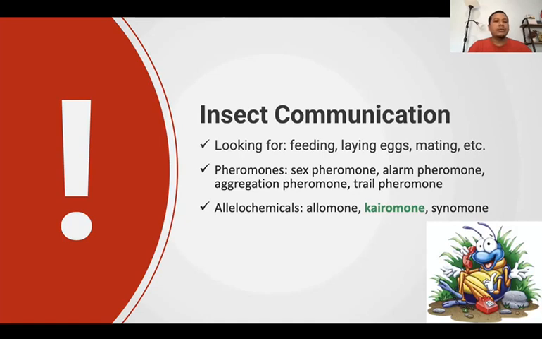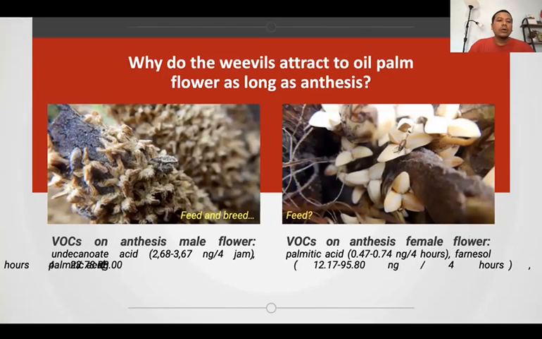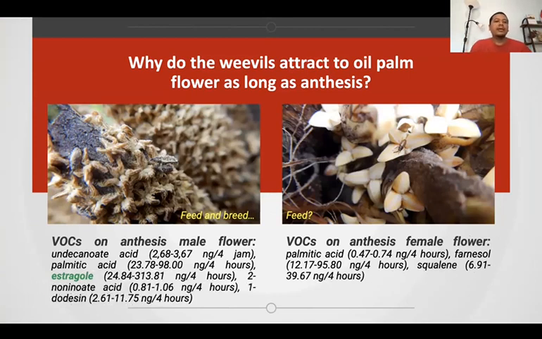And in this case, we will discuss the volatile organic compounds secreted by plants that can attract certain insects to feed and breed. It's namely kairomone. So why is the weevil Elaeidobius kamerunicus attracted to the oil palm flower during anthesis?